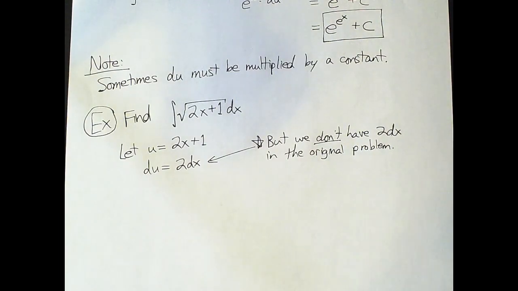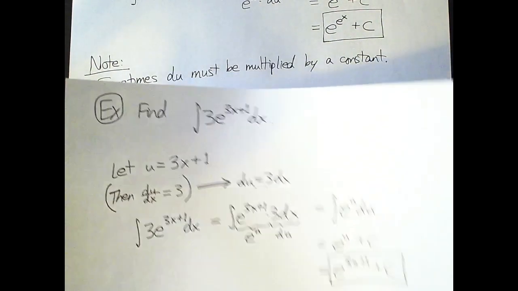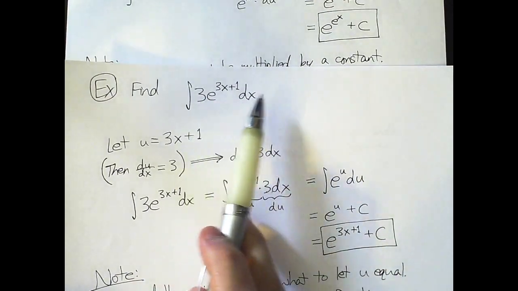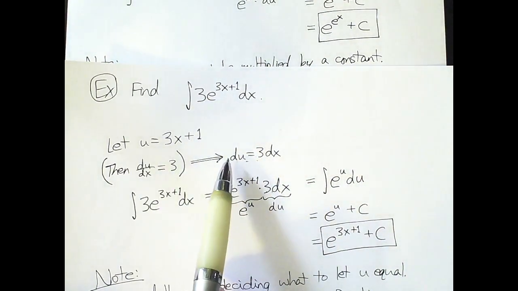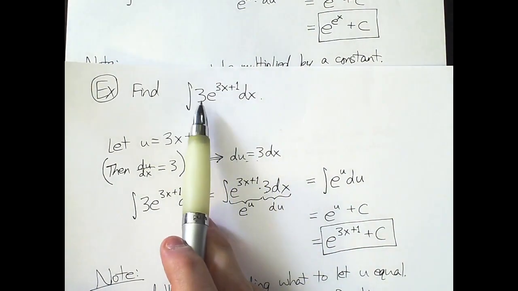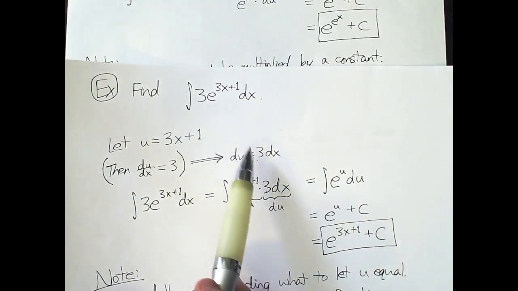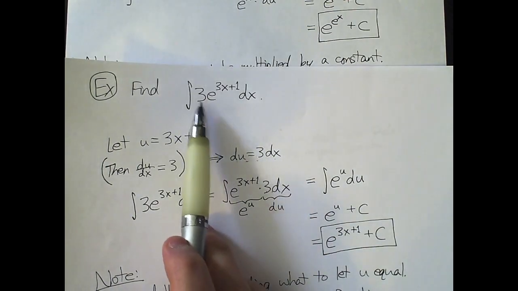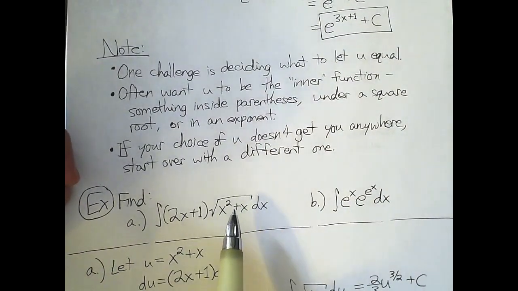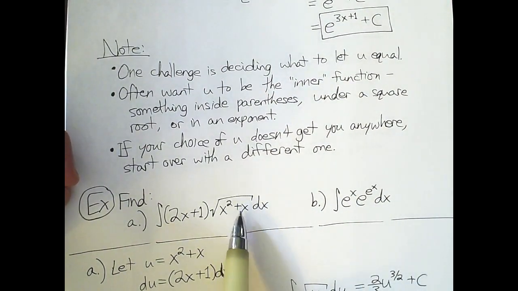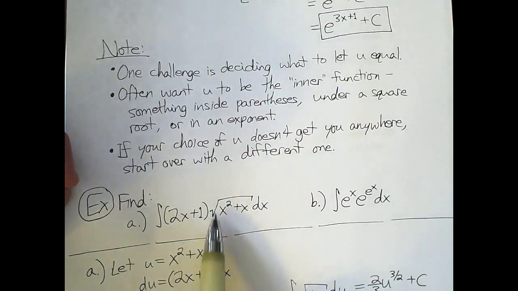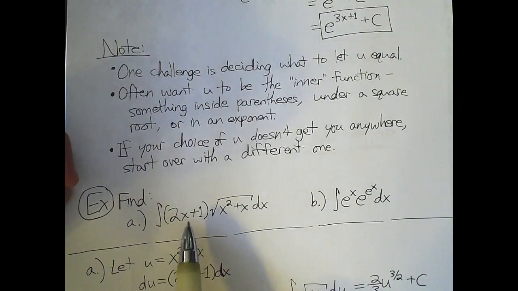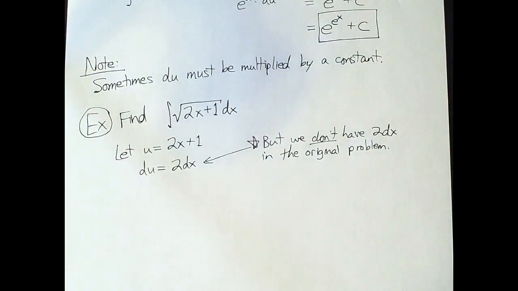Before we continue, let me just quickly show you something. When we did this one earlier, and we found du was 3dx, wasn't it really convenient that there was a 3 here? Because the 3dx was in the original problem. And then when we did this one here, wasn't it really convenient that the derivative of x squared plus x equaled 2x plus 1, which just coincidentally happens to be here in the original problem? So, yeah, it's true that some of these problems are set up to be convenient on purpose.